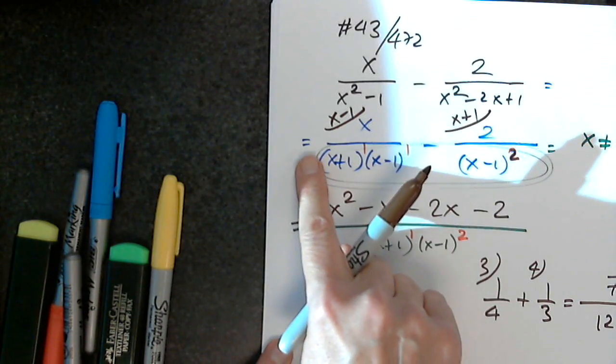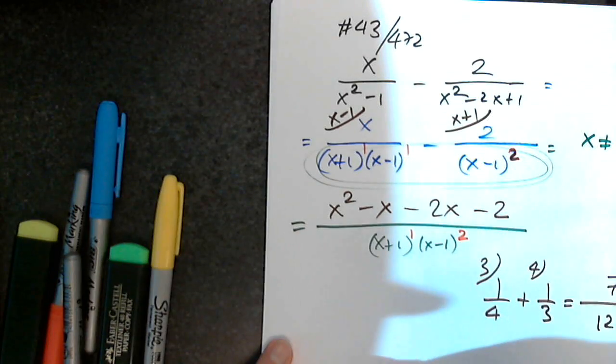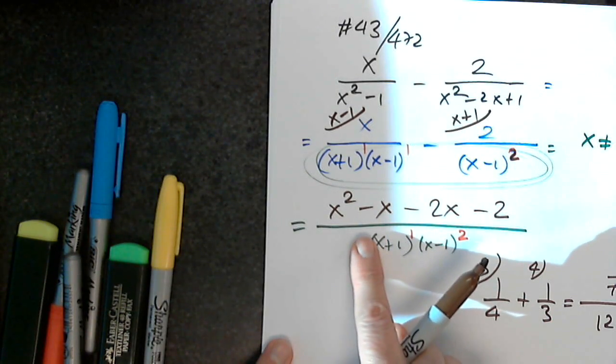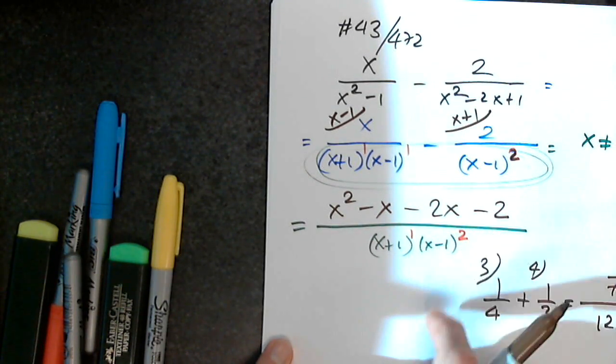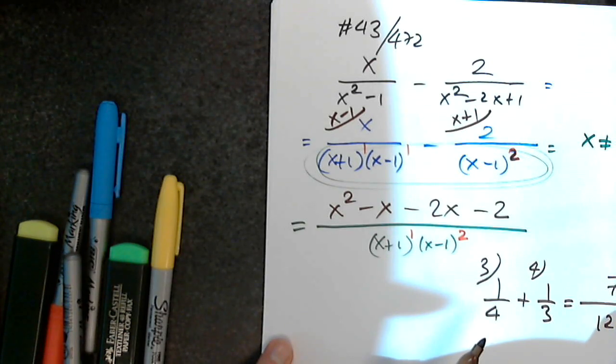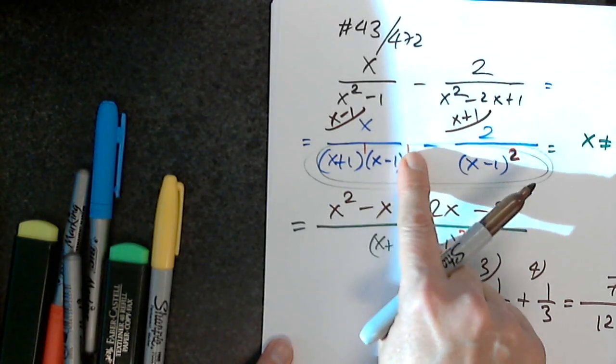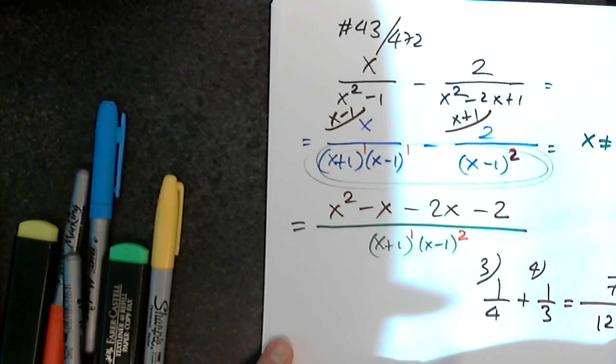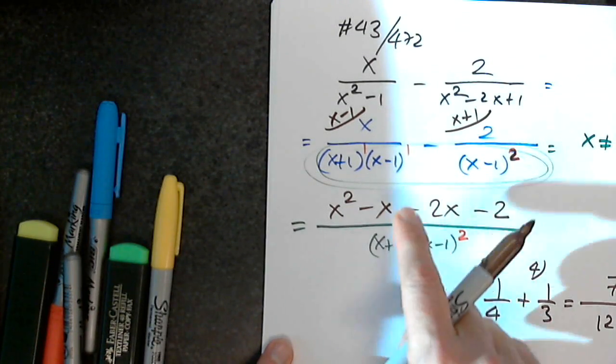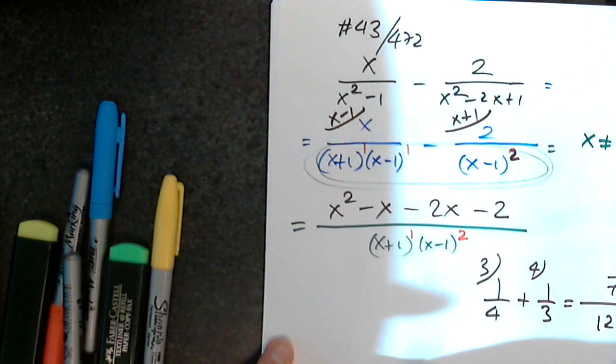One more time. x plus 1 times x minus 1 was multiplied by a quantity to give x plus 1 times x minus 1 squared. What was this multiplied by to get this? This is here, 1, 2. So this must be 1 that is missing.